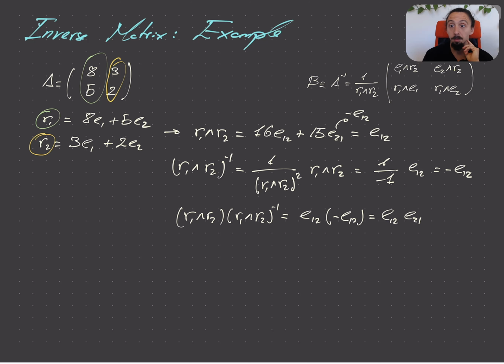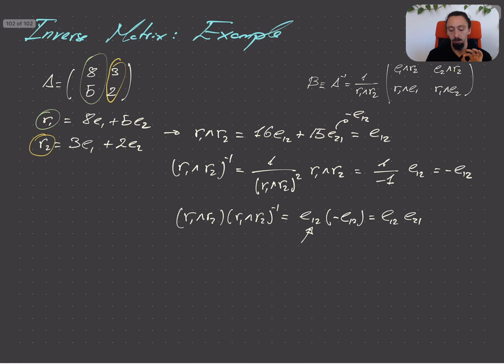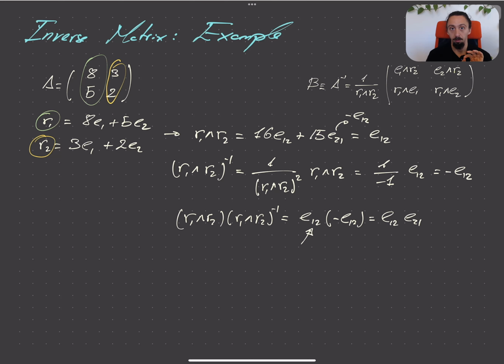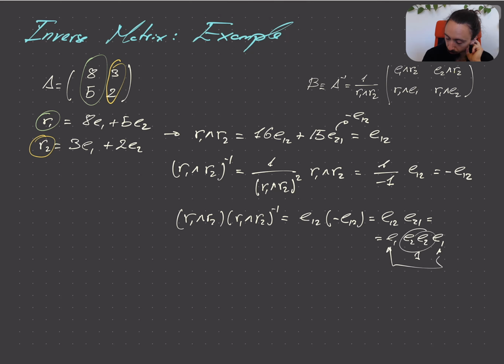to the minus 1, this is equal to e12 times minus e12, which equals e12 e21, because we can swap the order of this. Remember that this notation is only valid when we are dealing with orthonormal frames. Okay, that's very important. And here we can group it, and this is obviously 1. Okay, because this is equal to e1, e1, e2, e2, e1, so this is a 1, and the remaining two objects is another 1, so this is equal to 1, and this is the inverse that we needed.